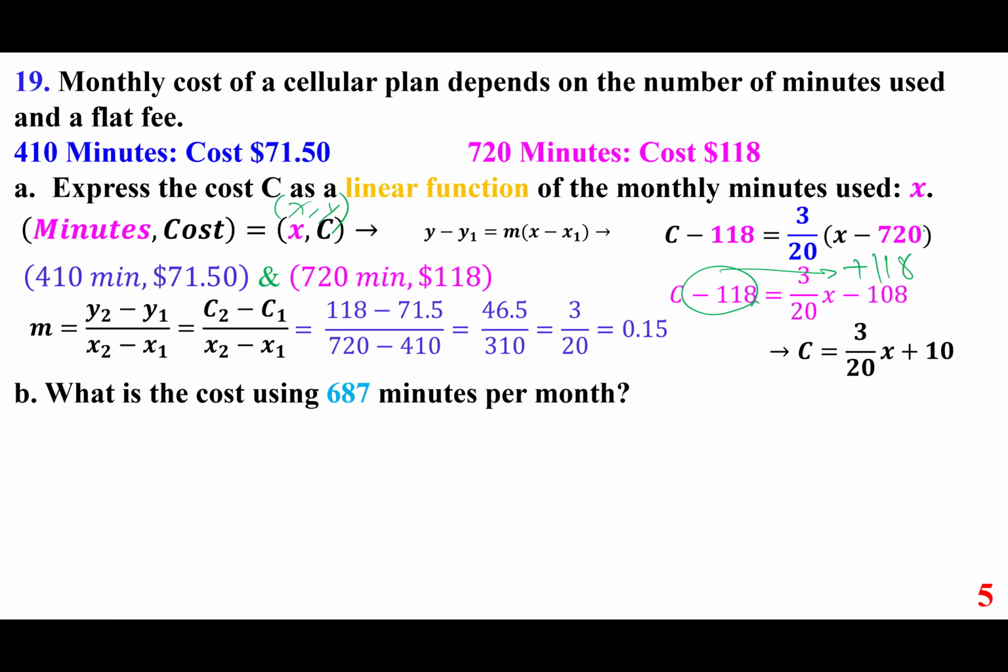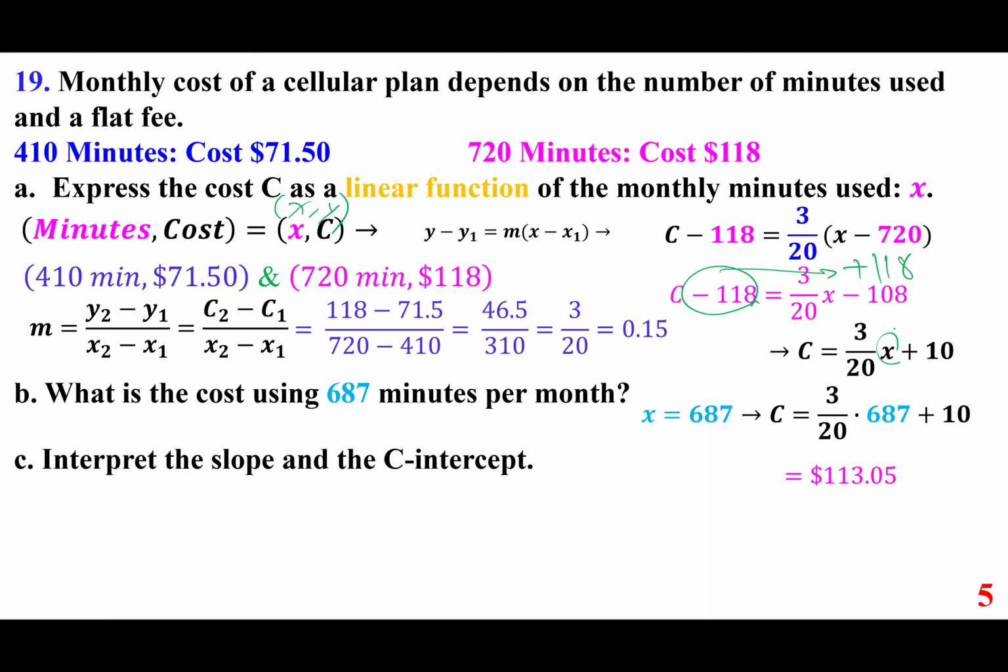Now, what is the cost using 687 minutes? We're going to replace the x with 687. Doing the math, the result is 113.05. $113.05.